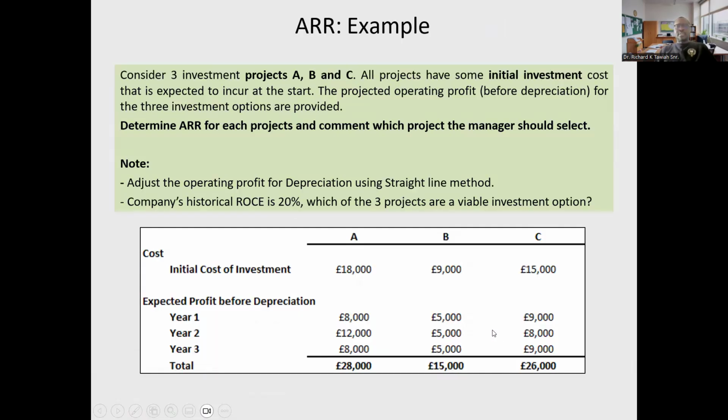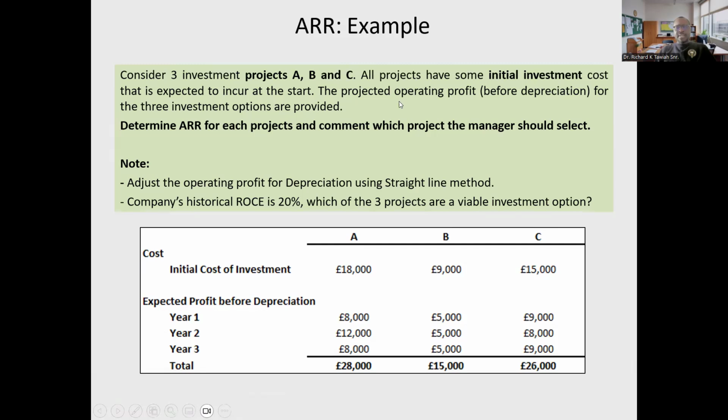Let's try one example. Same projects, same 3 projects, A, B, and C, same cash inflow. So here, equate the cash inflows to be profits, okay? All right. Now let's go and work this one out. We're going to use the straight line method, okay?